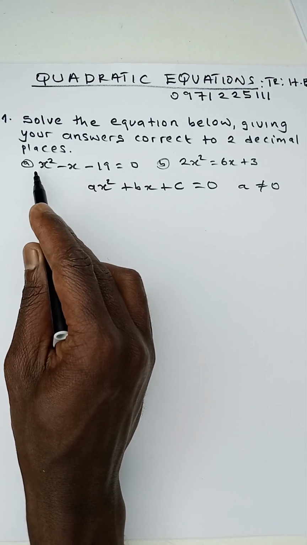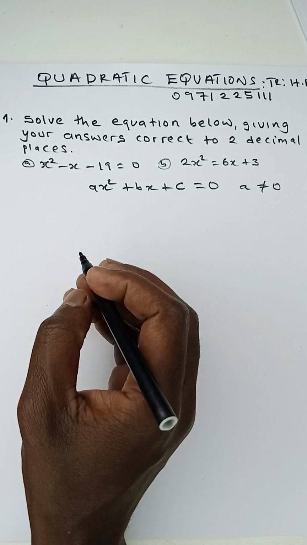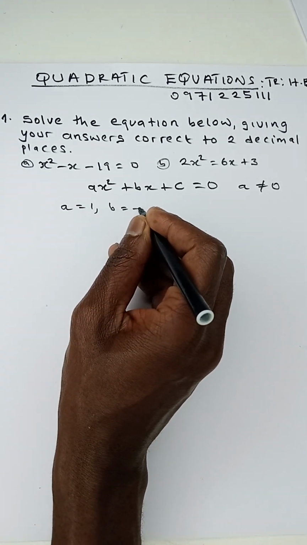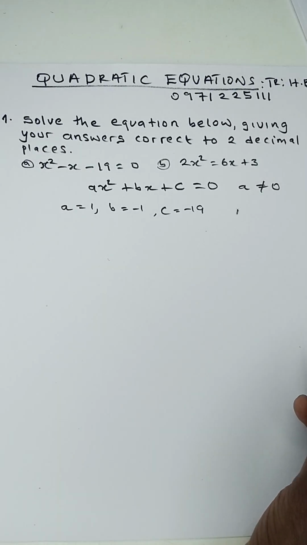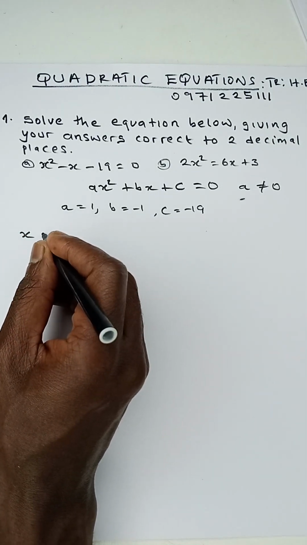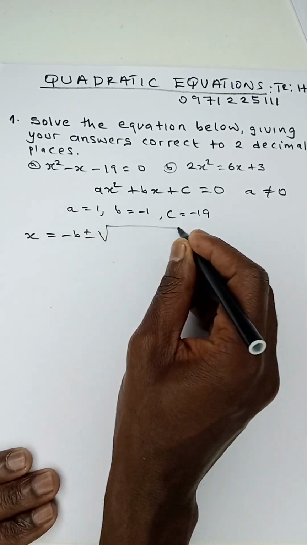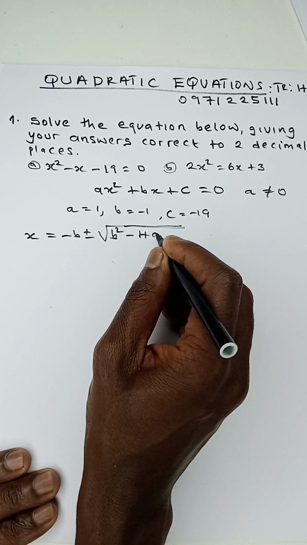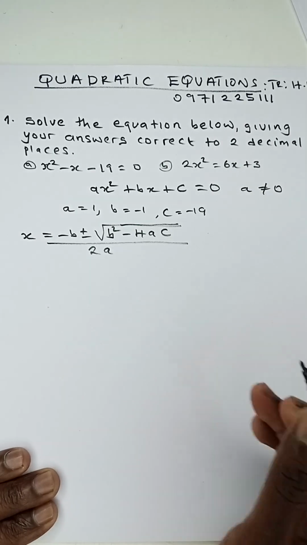So comparing the first question that we have to the standard equation of a quadratic equation, we can tell that the value for a is equal to 1, the value for b is equal to -1, and the value for c is -19. Then I'll write the formula: x is equal to -b, positive or negative, the square root of b squared minus 4ac, all over 2a.